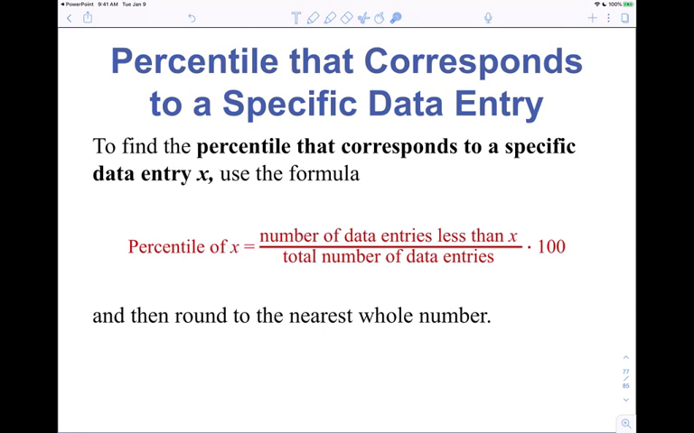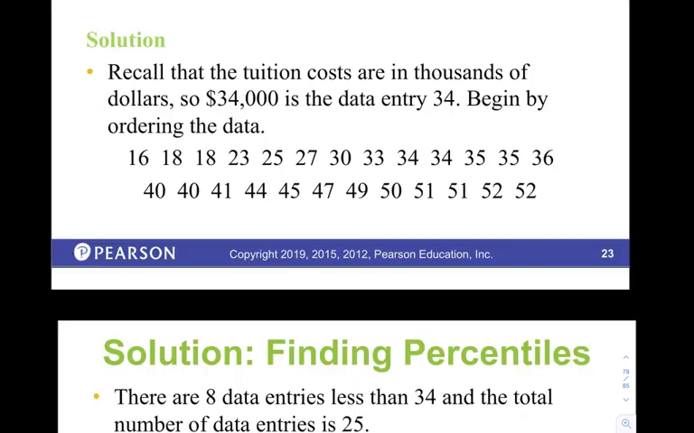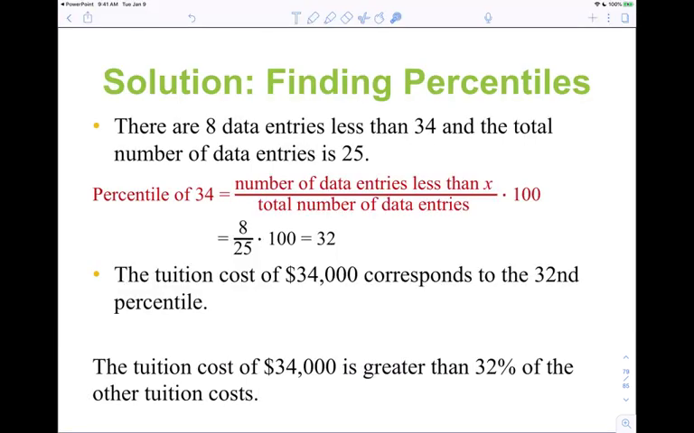To find a percentile that corresponds to a specific data entry X, use this formula. The percentile is the number of entries less than X divided by the total number of entries, times 100, and then round to the nearest whole number. I'm going to leave this as an exercise because I'm essentially out of time, but I think you can handle it, okay? And you have some instructions here.